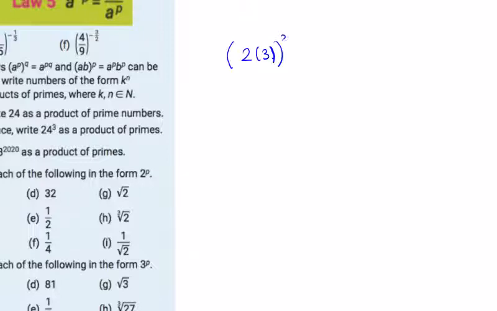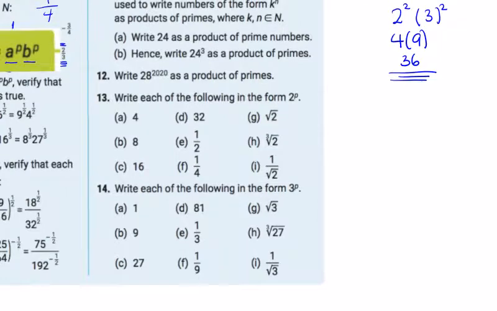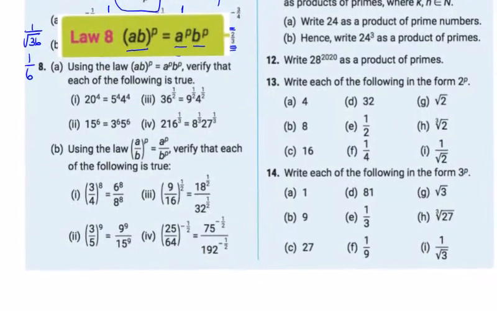What about this to the power of 2? Is that the same as 2 squared by 3 squared? Well, 2 3s are 6, and 6 squared is 36. Down here we have 2 squared is 4, and 3 squared is 9, and 4 9s is 36. So you can see how it would work with numbers. A lot of the time they give you this question with letters. Let's see, question 8. Here's the law. So using the law, verify that each of the following is true.